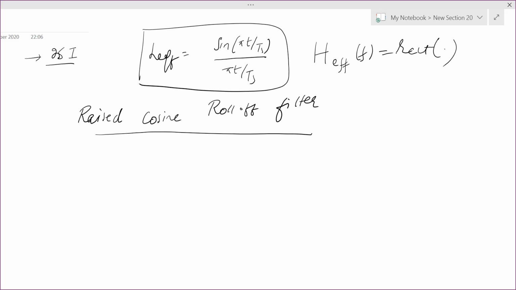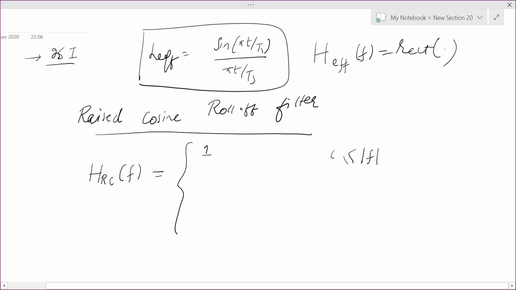So it has a transfer function in the frequency domain as HRC of f. It is 1 for a range of frequencies, definitely greater than 0 and less than or equal to a limit. There is a factor alpha. This is called the roll-off factor. We will see what its significance is.